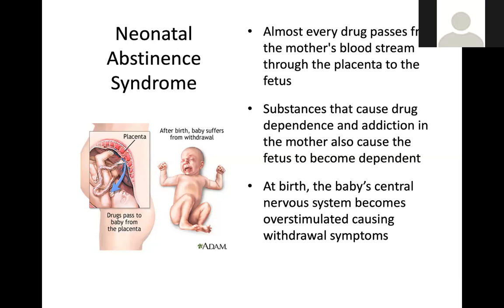And so you're saying, come on, placenta, what are you doing? That placenta needs to be a little bit more selective. Well, because all the nutrients can go through the placenta, so can drugs. And it passes from the placenta to the baby.